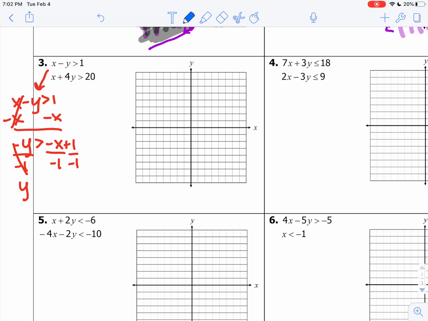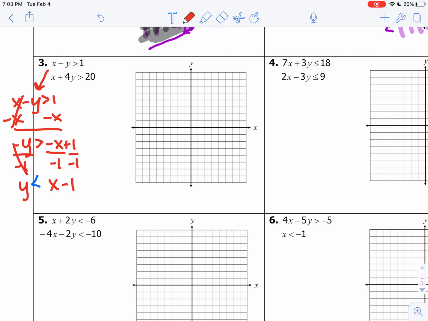Oh my gosh, I didn't switch it. Less than. So it's going to be less than. So you're going to flip that sign. And then here, a negative divided by a negative is a positive x. And then a positive divided by a negative is a negative, and then 1.